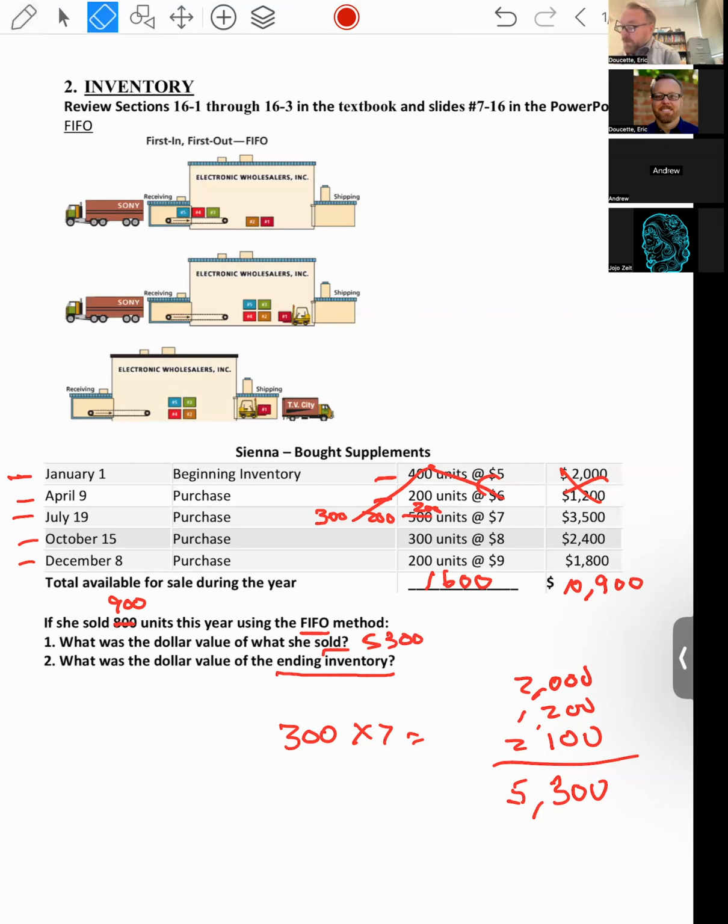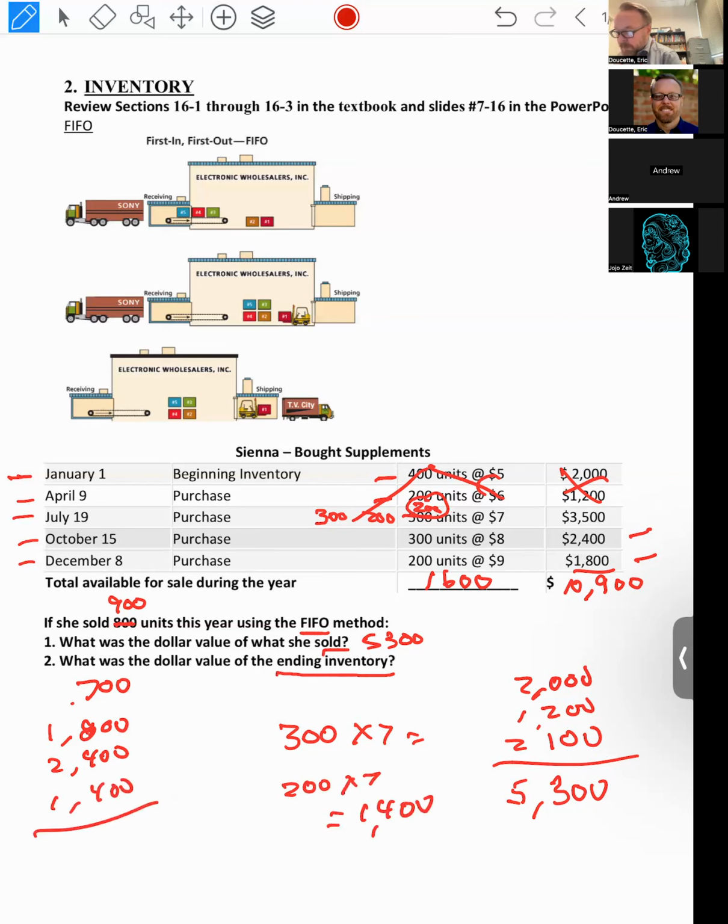Now, what does she have left? Okay, well, that means if she sold those, what she has left is these 200 and these 300, and then 200 of these. So she has those left. So she has 200, 500, 600. She has 700 left. And the dollar value would be whatever's here. So she has the 200 from December 8th still there. So those are worth 1,800. And then the 300 from October 15th are still there, and that was for 2,400. And then she had 200 left at the $7, so I need to figure out that. Equals 1,400.